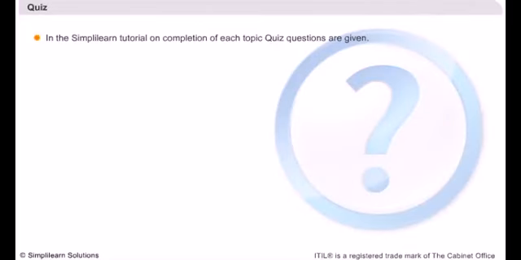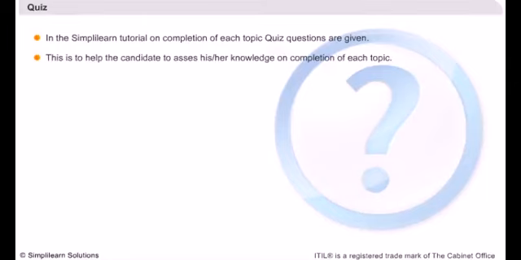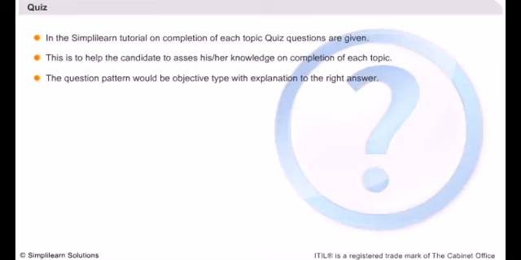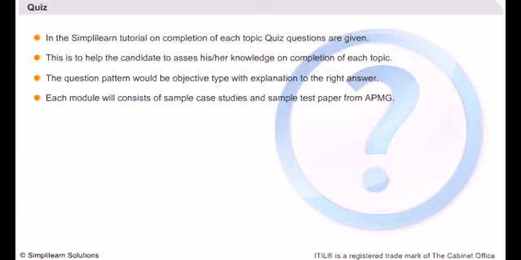In this tutorial, at the end of each learning unit, quiz questions are provided by Simplilearn. This is to help you assess your knowledge on completion of each learning unit. The question pattern would be objective type with an explanation to the right answer, and each module will consist of sample case studies and sample test papers from APMG. Apart from these exercises, a glossary for your reference will be provided at the end of this course. Please note, to move from one learning unit to another, you need to complete these quiz questions with the right answers. Let us proceed to recap on some of the definitions and terms used in ITIL.